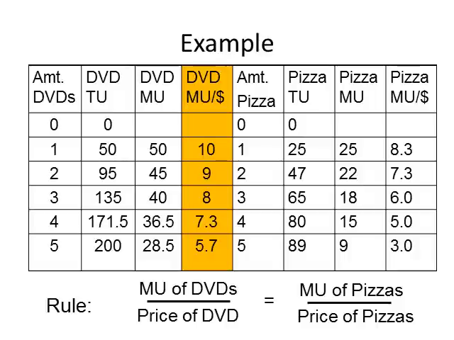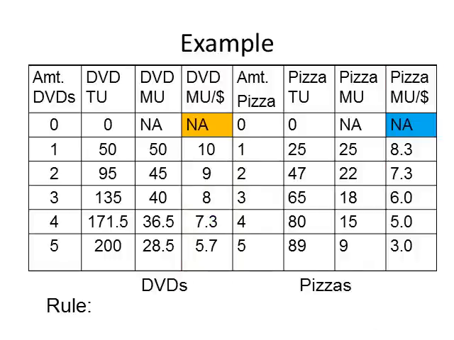The marginal utility of DVDs divided by the price of DVDs is found in the column labeled DVD MU divided by dollar sign. The marginal utility of pizza divided by the price of a pizza is found in the column labeled pizza MU divided by dollar sign. The second row of the table is skipped because there is no data for DVD MU divided by dollar sign and pizza MU divided by dollar sign.